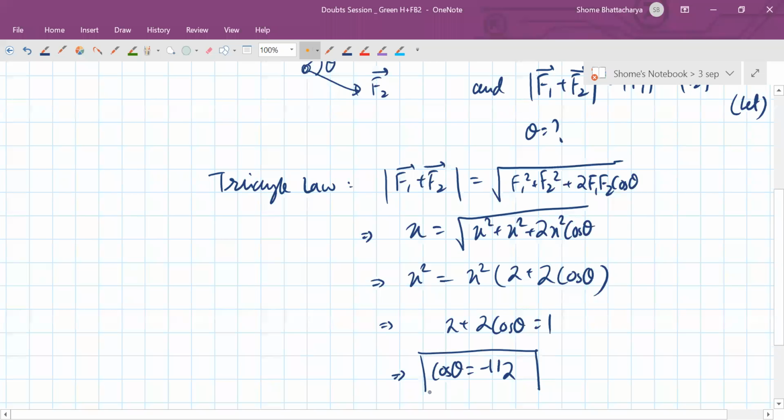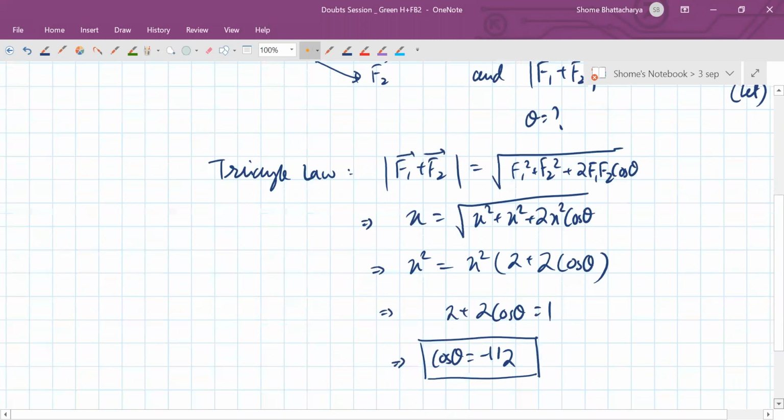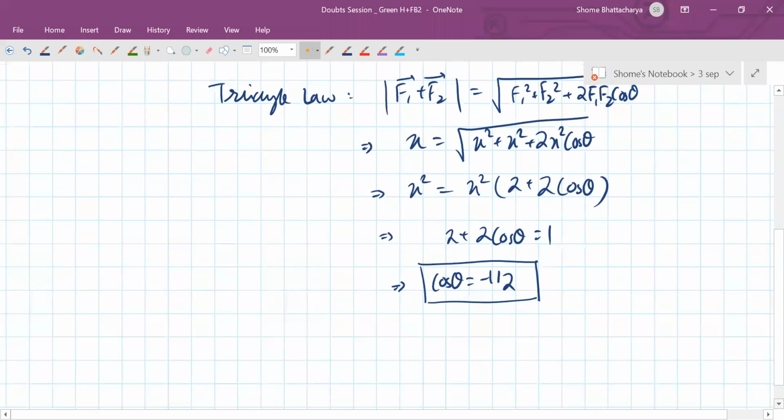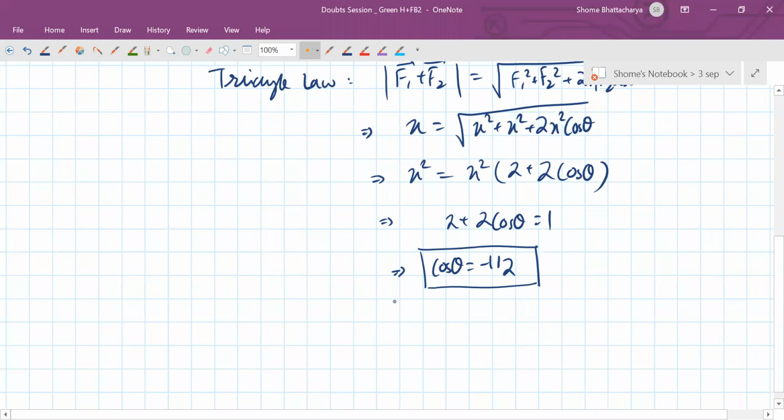Okay. Now cos theta is minus half. You must have learned in trigonometry what this means. So cos theta is equal to minus half first of all means that theta is an obtuse angle. Okay. Theta is greater than 90 degrees, less than 180 degrees.